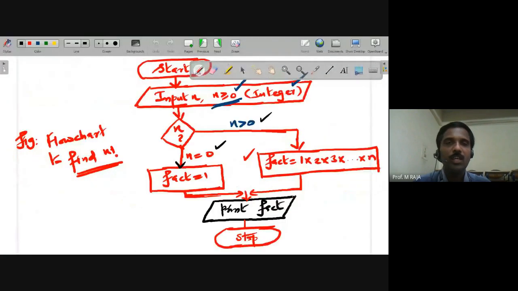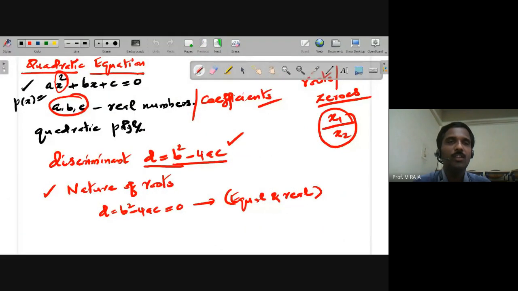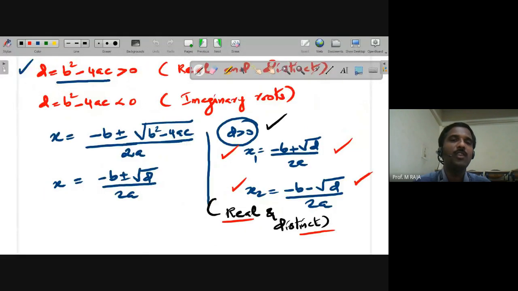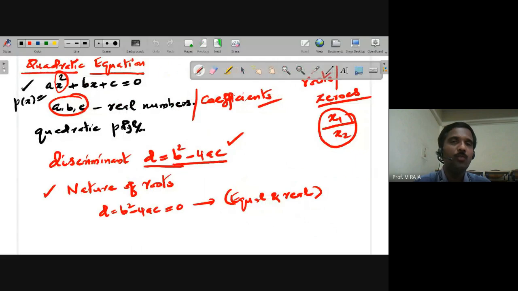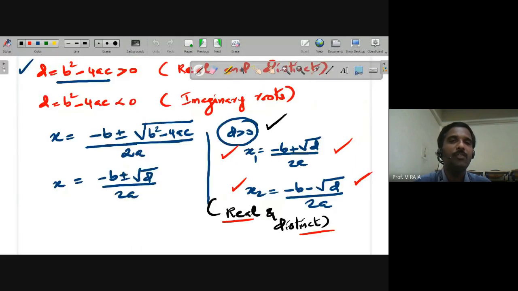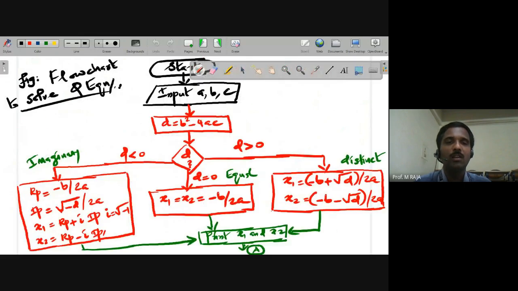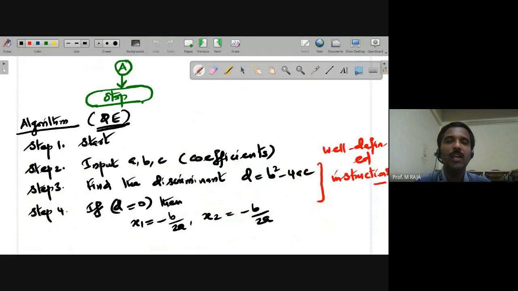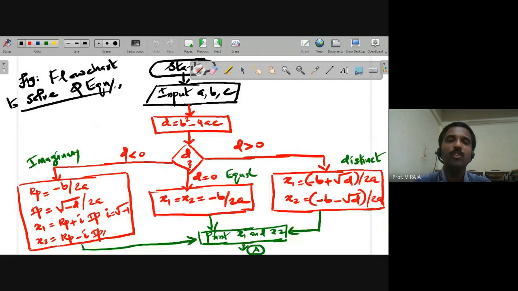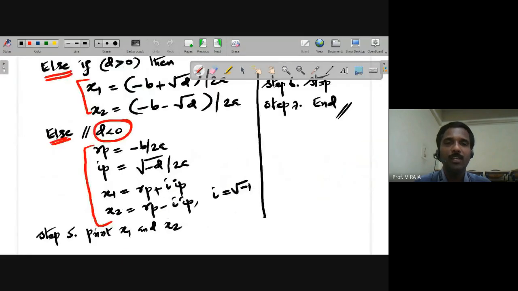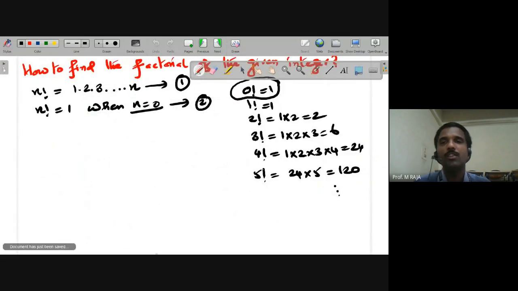So in this session, we have focused on these things. What is the quadratic equation and what are the natures of roots for the given quadratic equation? Three natures of roots are identified. We have computed the calculations for the three natures of roots. Flowchart is represented, and we have drawn the equivalent flowchart, and the flowchart to algorithm has been designed. Then we have solved this factorial problem.